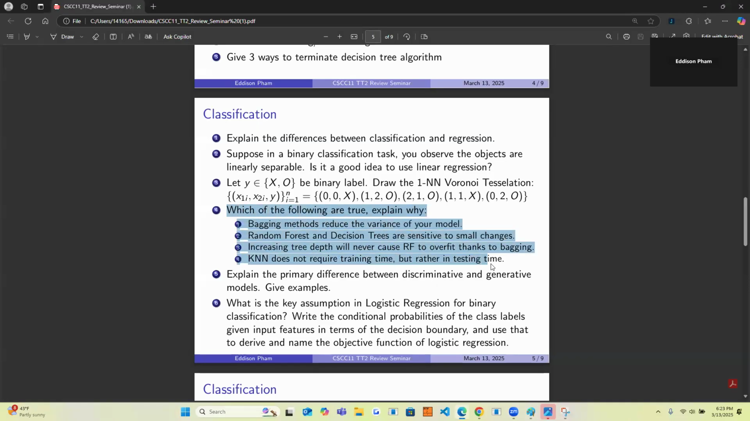For the next one, it's multiple choice. Actually, true or false. The first one, true or false: bagging methods reduce the variance of your model. Can anyone tell me if it's true or false? If it's true, explain why.